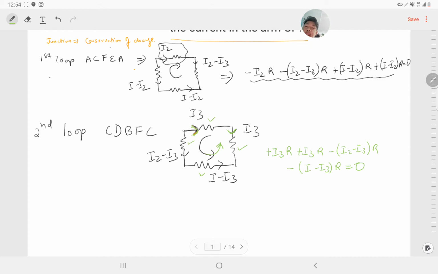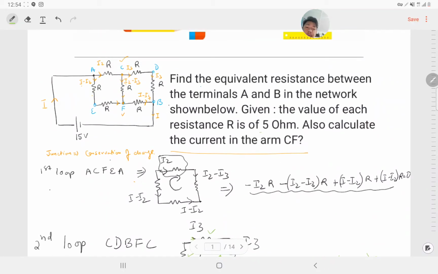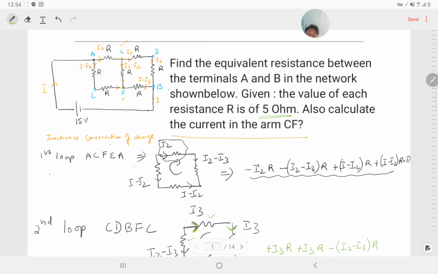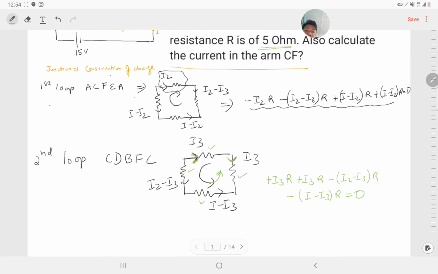R value is given, which is how much? 5 ohm. Okay, we can substitute 5 ohm easily and get the value. Alright, so this is first equation. Second equation, you can simplify the first equation as well, and then second equation as well. Simple. So this is your first step.